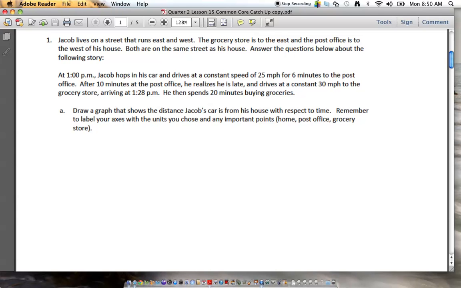So let's give it a shot and see what we're looking at here. Again, very strange sort of question. You wouldn't expect it in math almost. Jacob lives on a street that runs east and west. The grocery store is to the east and the post office is to the west.